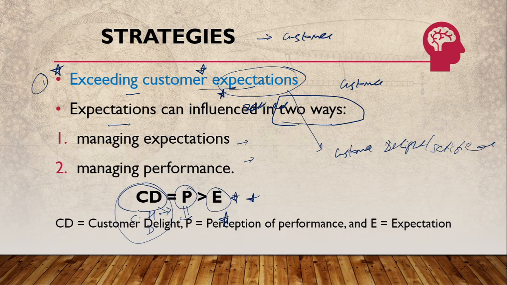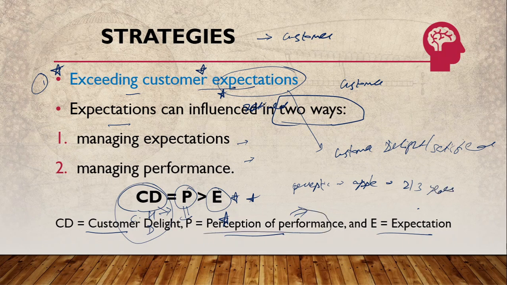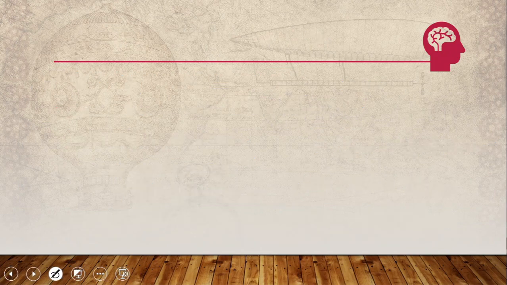So here the CD is the customer delight, or the perception of the service versus the expectation. Expectation, we know what the customer is expecting. Perception of performance is that the customer will have a certain perception. Okay, if I purchase, let us say, an Apple product, then it will definitely last for 2 to 3 years. They will have a perception whenever they purchase the product. So you should always match the perception of the performance of the customer, and also exceed the expectations. So this is one of the strategies that you can use to maintain a high customer retention.